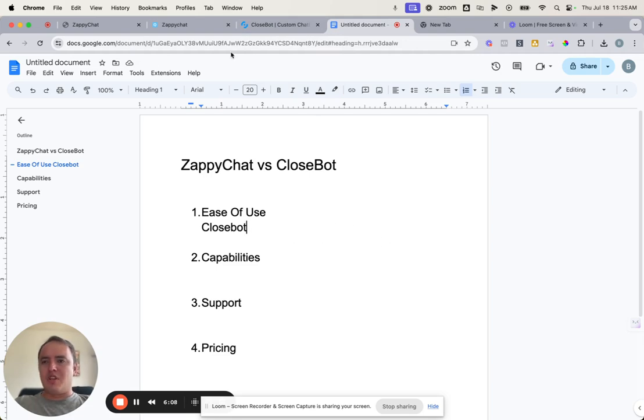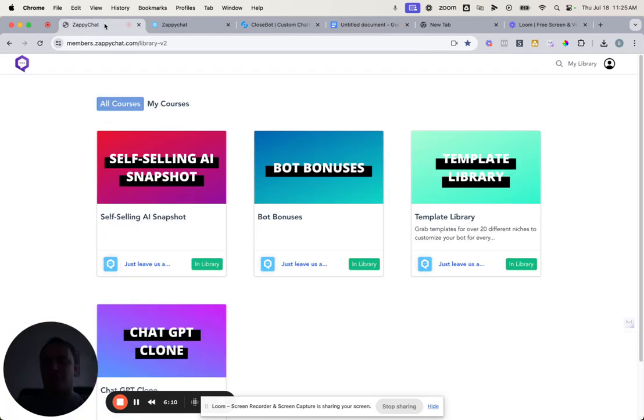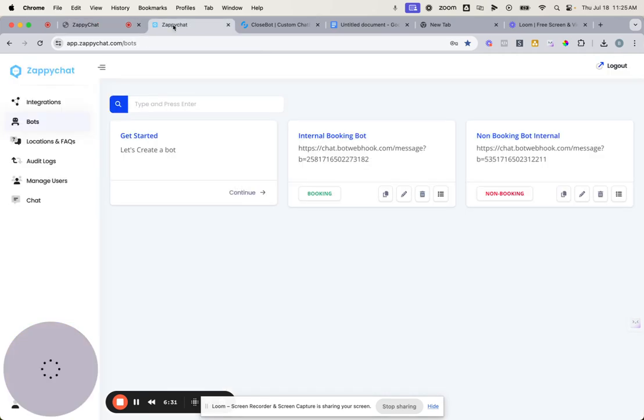Then in terms of capabilities, I also think that Closebot also takes a kick. So I was playing around with ZappyChat, and one of the things that ZappyChat does is it's really like one long prompt, and they help you with it. I will give it to ZappyChat for having a lot of resources.